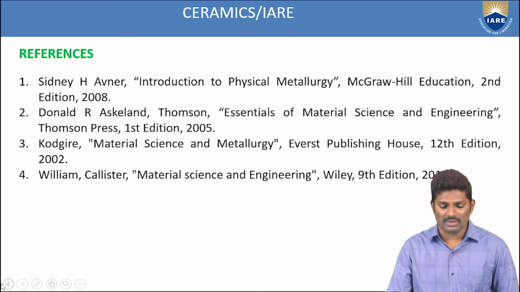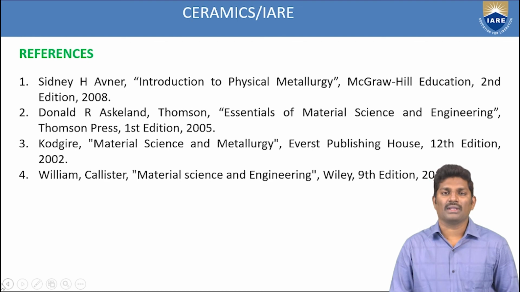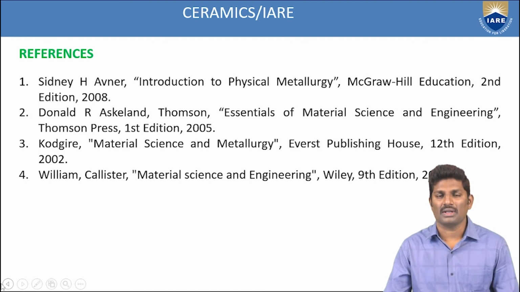Okay, so these are some of the references where you can find ceramics-related material, the classifications and all the categories. Introduction to Physical Metallurgy is one reference where you can study the ceramics classifications and the basics of ceramics. Next, Essentials of Materials Science and Engineering is another where you can identify classifications. And in Material Science and Metallurgy, you can see the different types of microstructures, what happens when you apply a load, and how the brittleness of the material can be altered. And Material Science and Engineering are some of the basic reference books from which you can identify the ceramics classifications and all the categories.